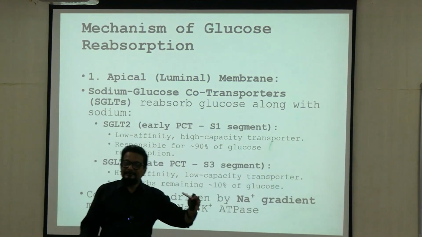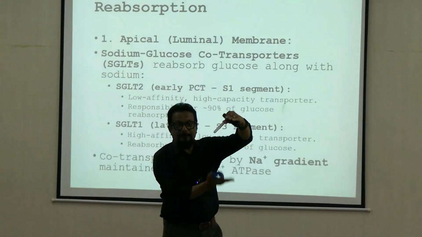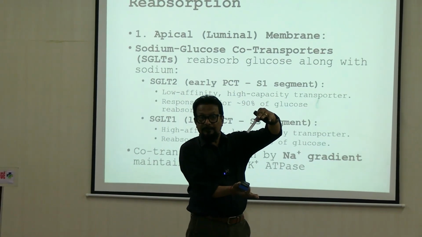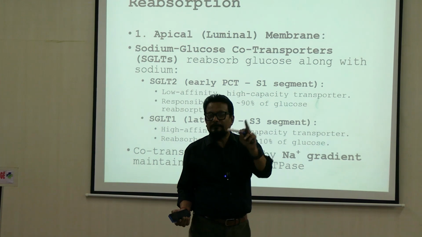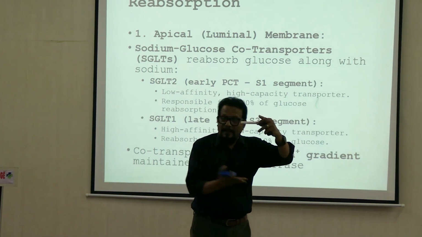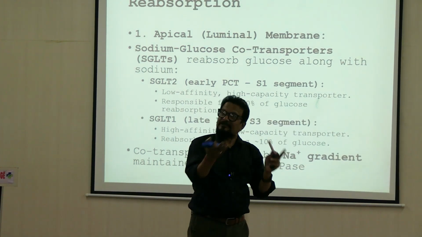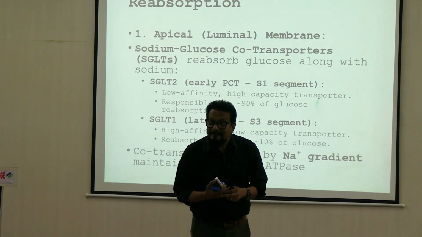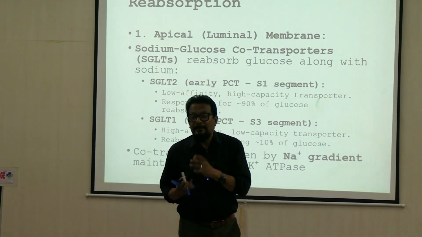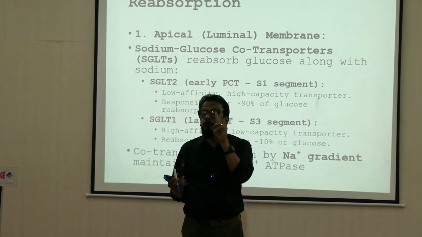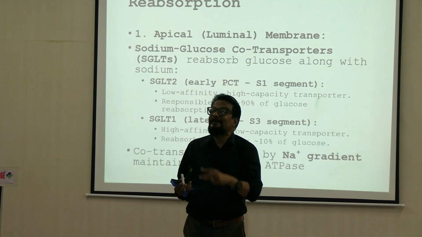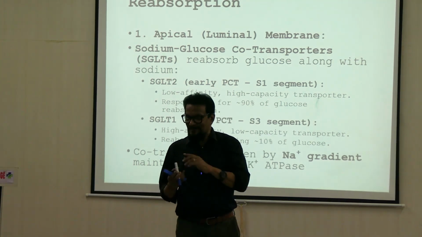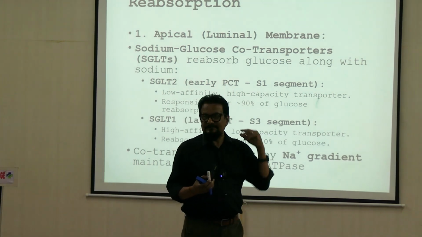SGLT1 is present in the later part of the proximal convoluted tubule. Here, instead of SGLT2, it will be SGLT1. And along with sodium, glucose will also enter for the same reason. But here one thing is different: instead of 1 sodium, it will carry 2 sodium. That one can carry 1 sodium. Here it can carry 2 sodium ions. Okay, this part is the same.